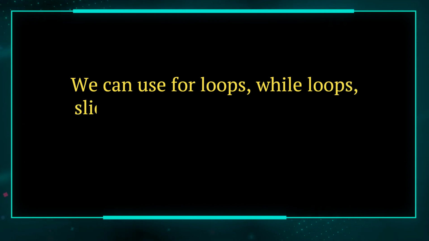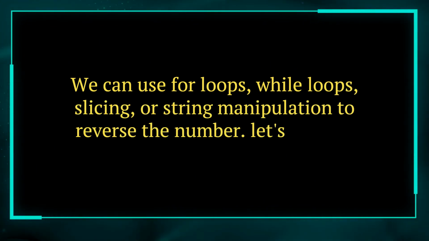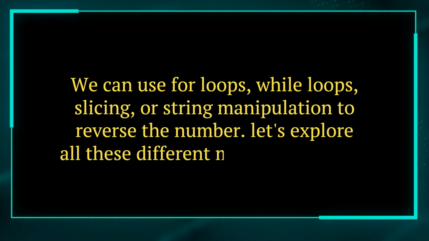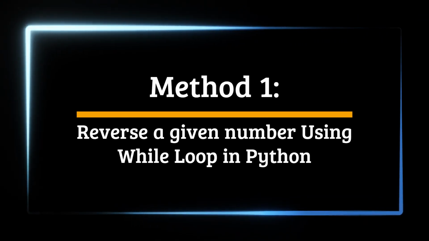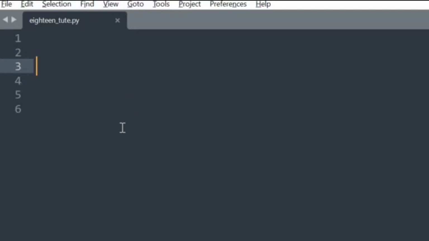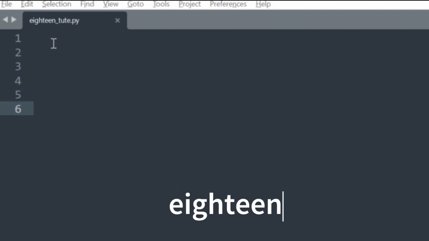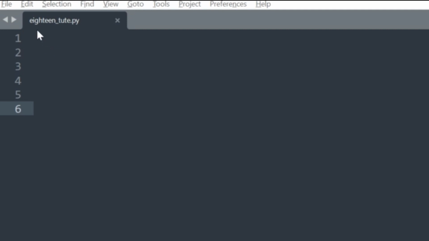There are several ways to reverse a number in Python programming. We can use for loops, while loops, slicing, or string manipulation to reverse the number. Let's explore all these different methods in detail. Method 1. Reverse a given number using a while loop in Python. Let's create a Python file. I have created 18_toot.py, you can create it with any other name if you want. Let's write a Python program to reverse a given number using a while loop.